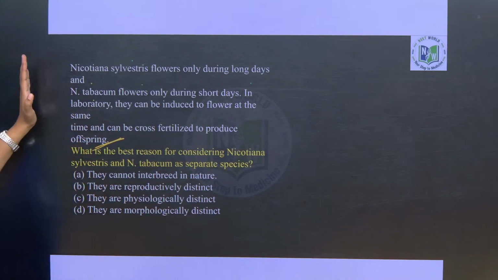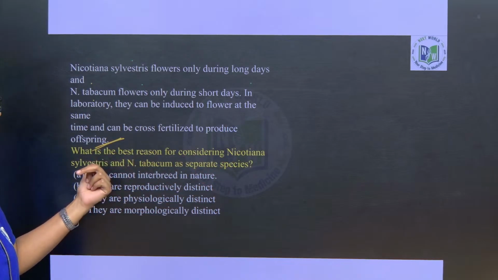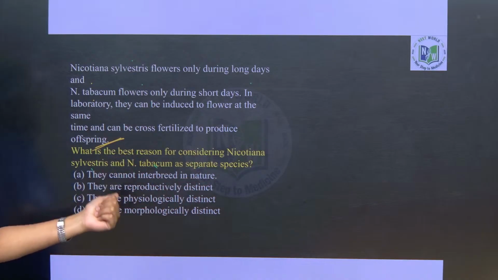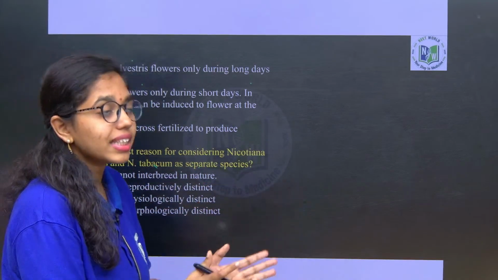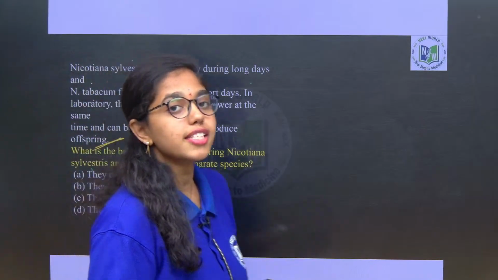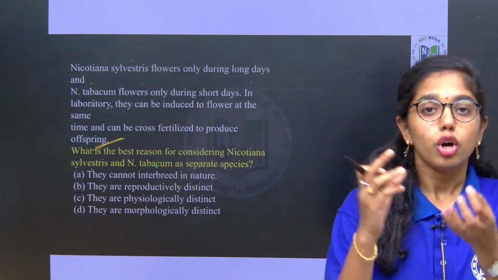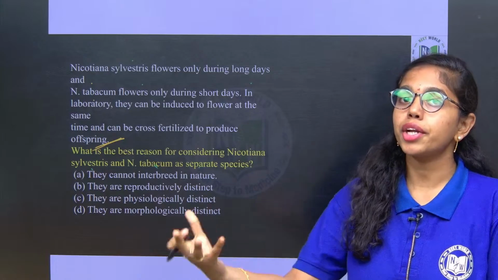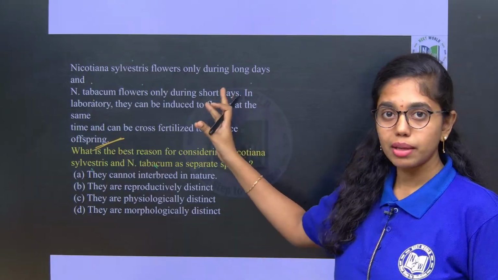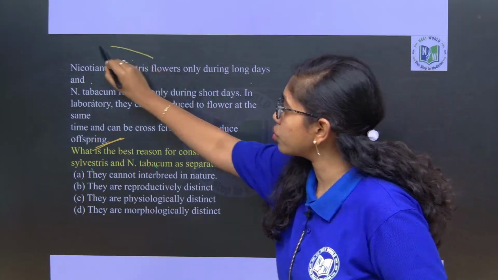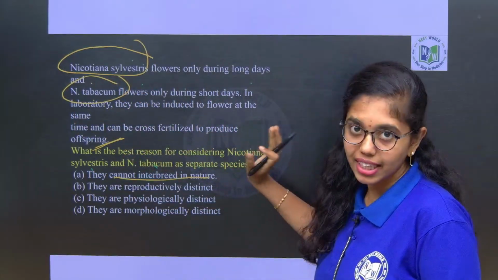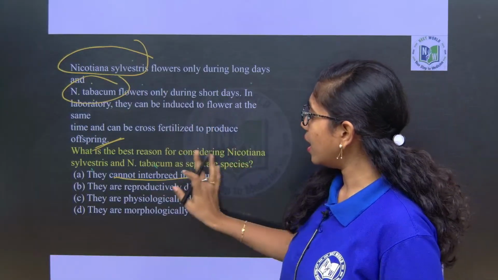So, this asks what is the reason for keeping Nicotiana sylvestris and tobacco as separate species, and why they are crossed in the laboratories. We will get the answer simply from the biological concept of species given by Ernst Mayr. Two species are said to interbreed naturally and produce fertile offspring. If they can interbreed among themselves, we call it the same species, but here these two are separate species, which says that they cannot interbreed in nature. That is why we are promoting it in the laboratory.